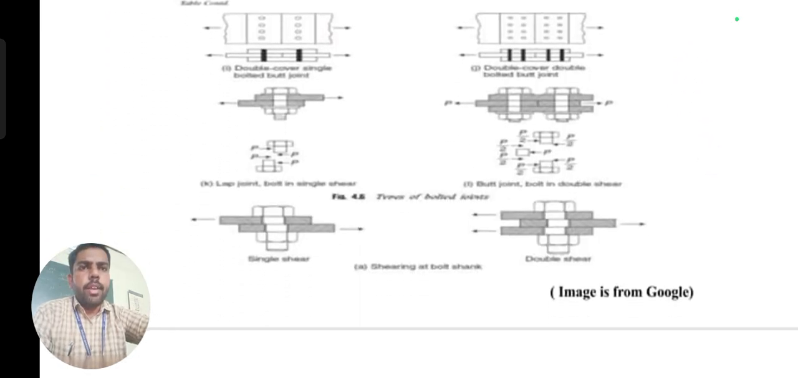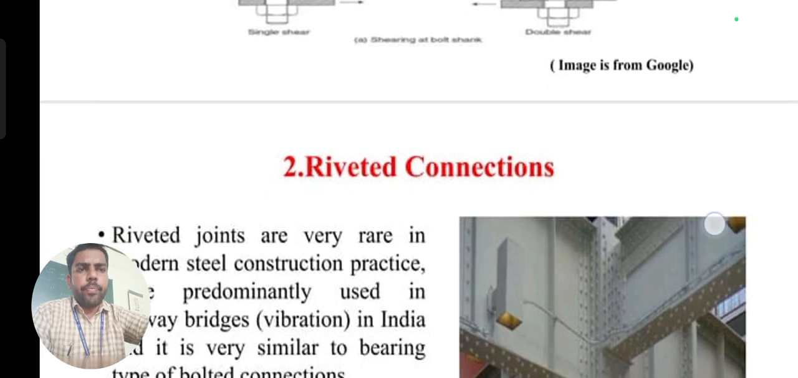See here, this figure is one example of a lap joint, and figure number two is a butt joint example. The shearing forces and the bearing developed in that particular joint should be very high compared to a lap joint.